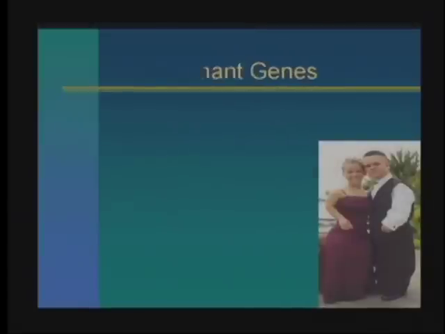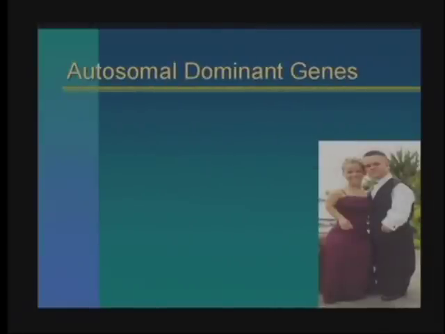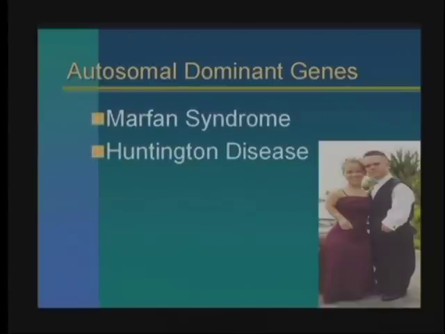Okay. Here are 3 conditions that are dominant. And they are autosomal dominant genes, which means they're not found on the sex chromosomes, but rather on the autosomal chromosomes. And we'll start with the bottom one, because this is where we have the picture. But achondroplasia is dwarfism.